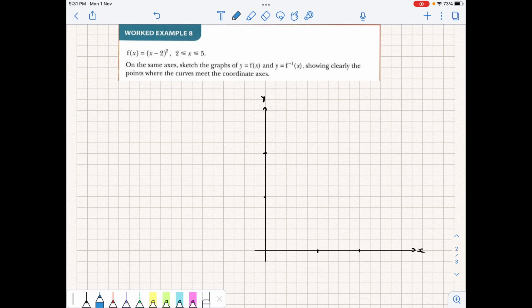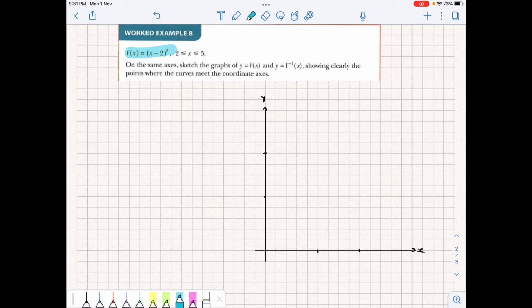Now we could calculate the inverse function and we could draw it, but we can simply graph the function and use our knowledge of how its inverse will look, how it's reflected about the y equal to x line, without even having to recalculate the function. So if we consider this function, this is just a parabola. It has a turning point at 2, 0.